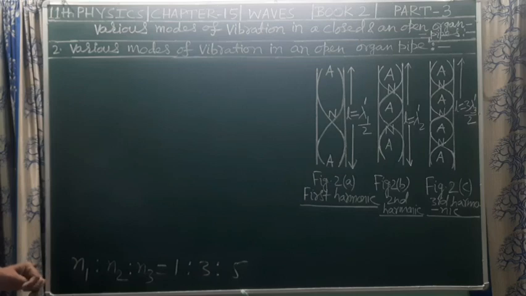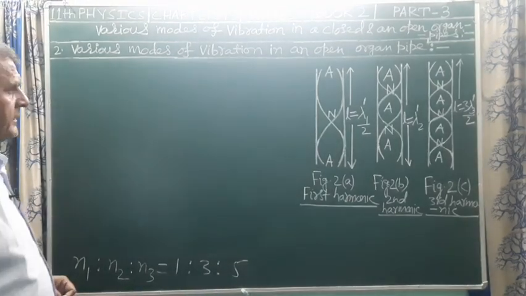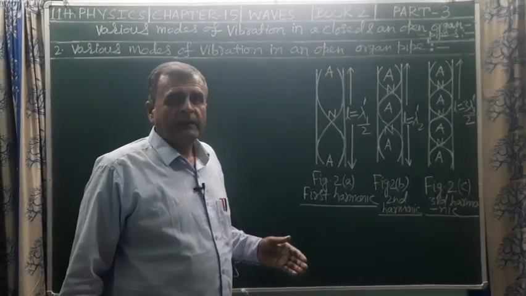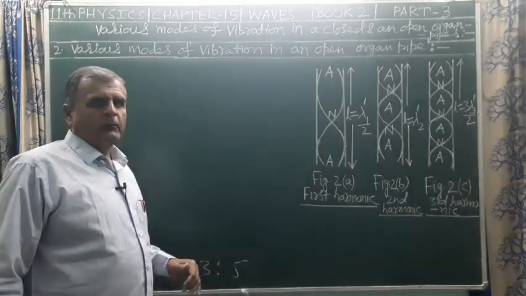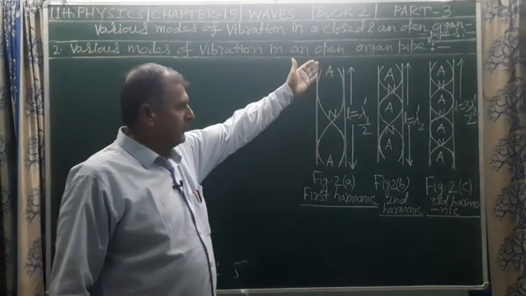Now we have to discuss various modes of vibration in an open organ pipe. An open organ pipe is one whose both ends are open. ओपन ऑर्गन पाइप वह होता है जिसका दोनों एंड्स खुला होता है, ओपन होता है.